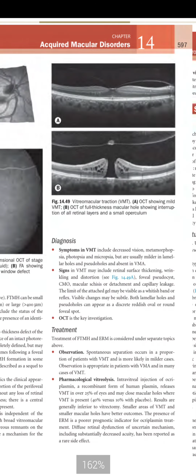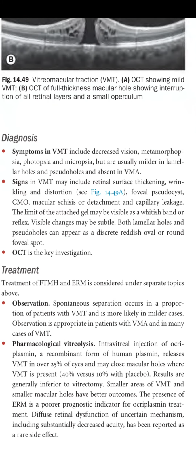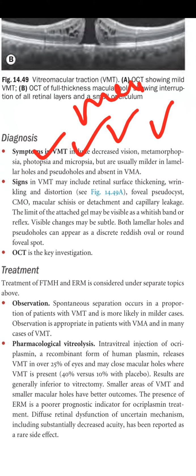So next is, how do you diagnose a case of vitreomacular traction? Symptoms in VMT include decreased vision, metamorphopsia, photopsia and micropsia. So all the symptoms are related to the fovea. They are usually milder in the lamellar hole and pseudohole and absent in VMA. Signs in VMT may include retinal surface thickening, wrinkling and distortion, foveal pseudocyst, CMO, macular sheathing or detachment and capillary leakage.